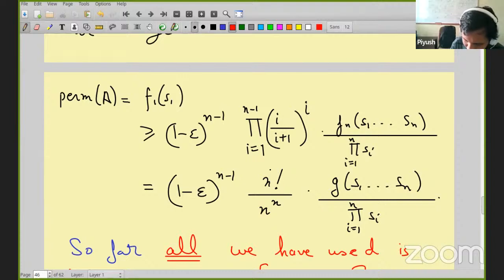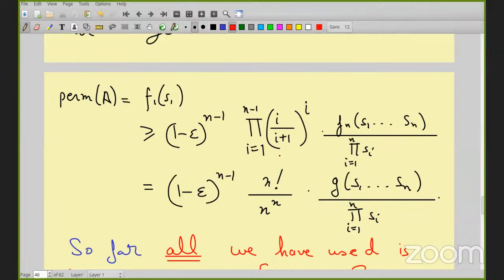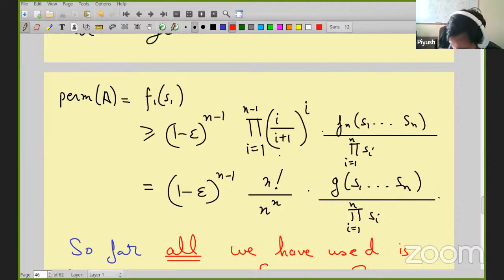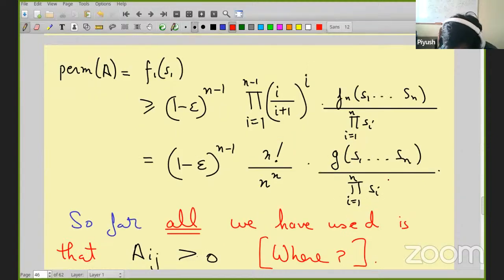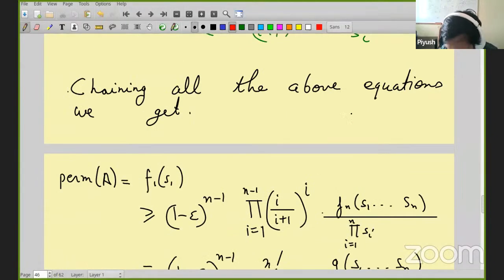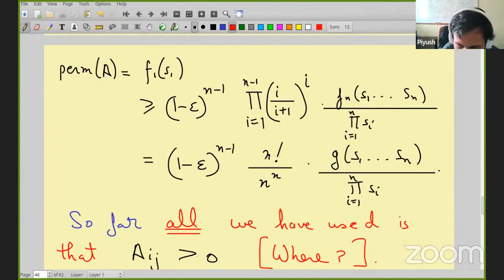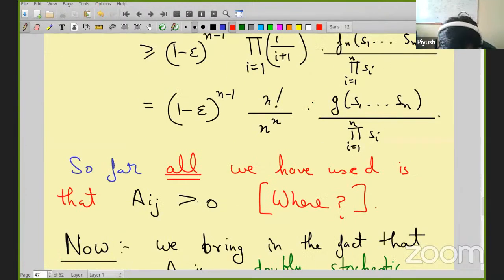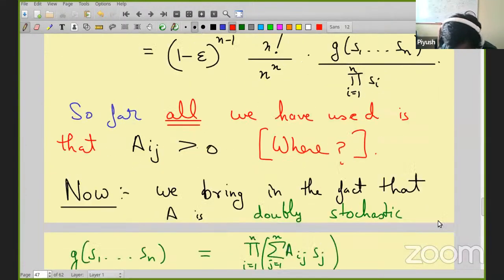So yes, the reason I want to emphasize is this is where the thing is coming from. Okay. So now the only thing that was left is this thing, which is also referred to as capacity, but let's not worry about that. So far, we've not used stochasticity at all. The only thing we've used is positive entries. So now we bring in the W stochastic thing.